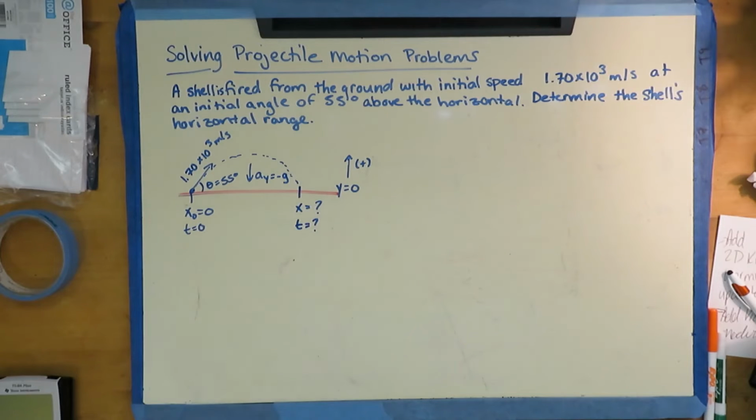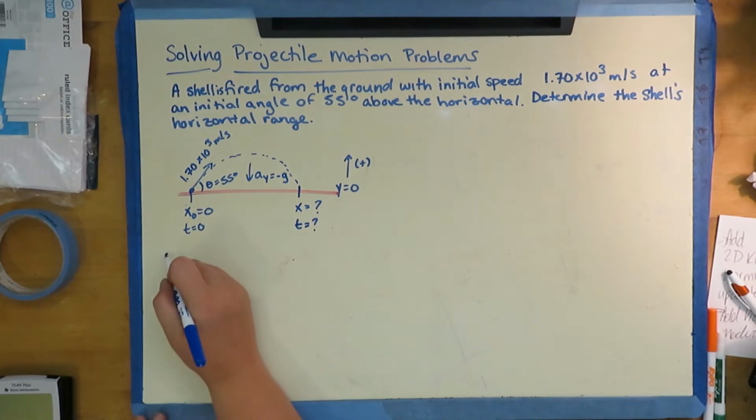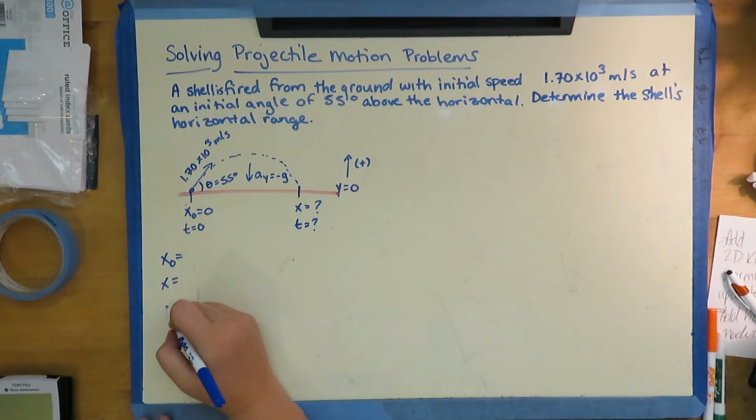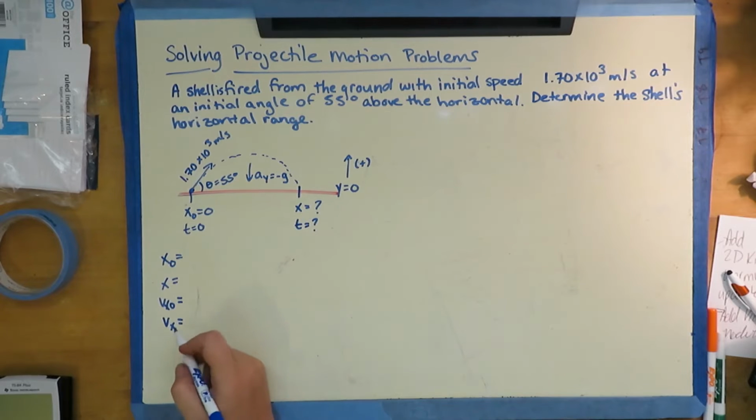So that's going to be a negative direction. Now what I can do is I can create a variable list from that information. I usually have enough information just labeled on my picture that I don't need to do more than that, but it's a really good idea when you're getting started to practice going through the variable list.